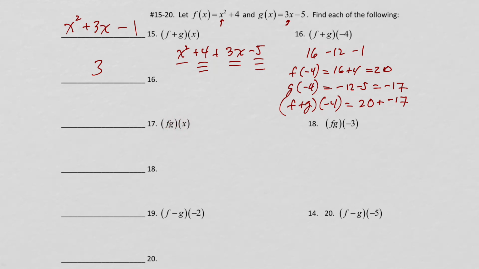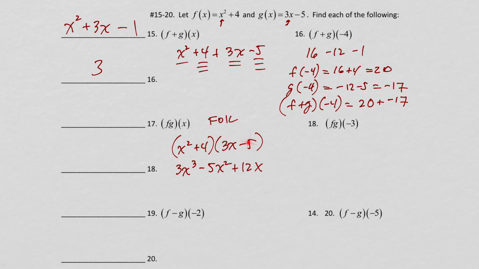F times g of x is taking this and multiplying this. So I'm going to have x squared plus 4 times 3x minus 5. So if I FOIL this, my first is 3x to the third. My outer is this times this, which is negative 5x squared. The inner is this times this, which is a positive 12x. And the last is this times this, which is a negative 20. And there are no like terms here, so that's our final answer.